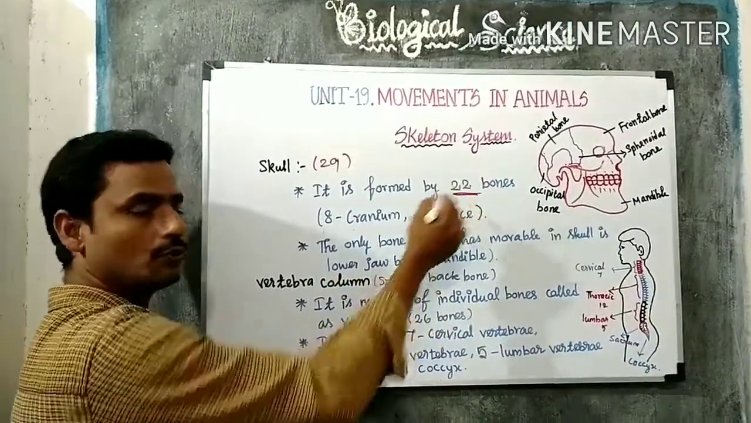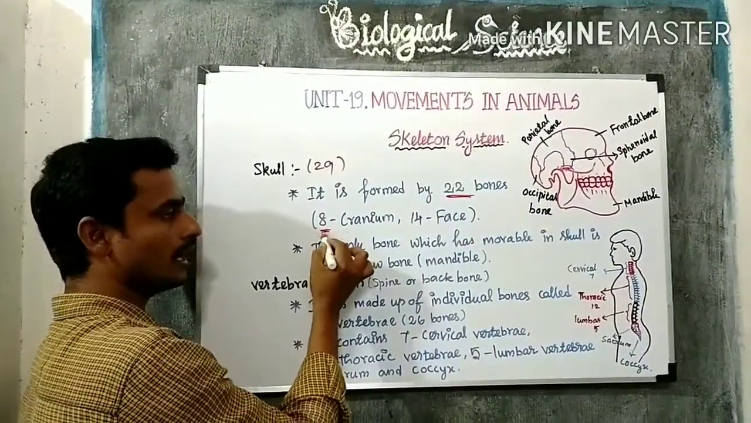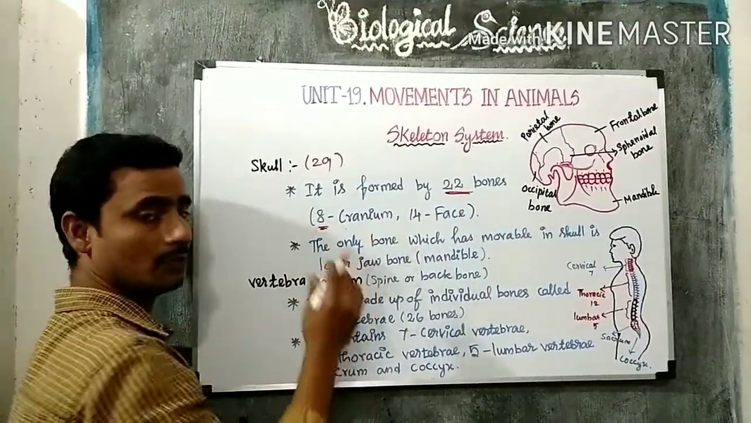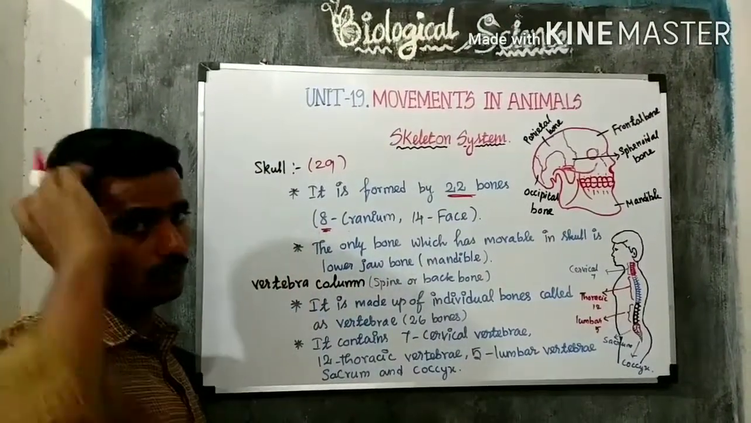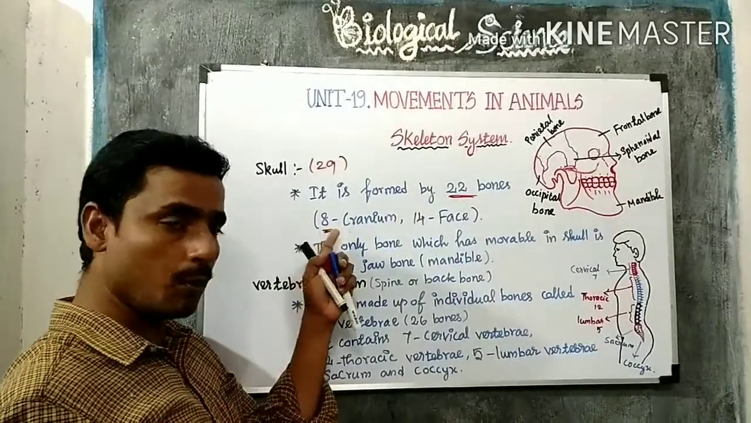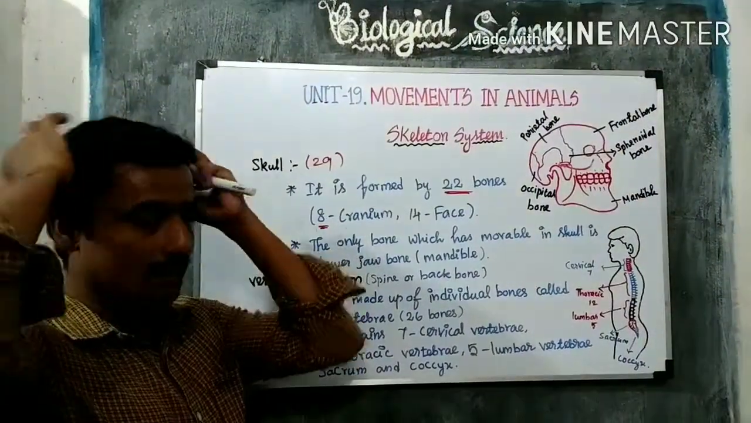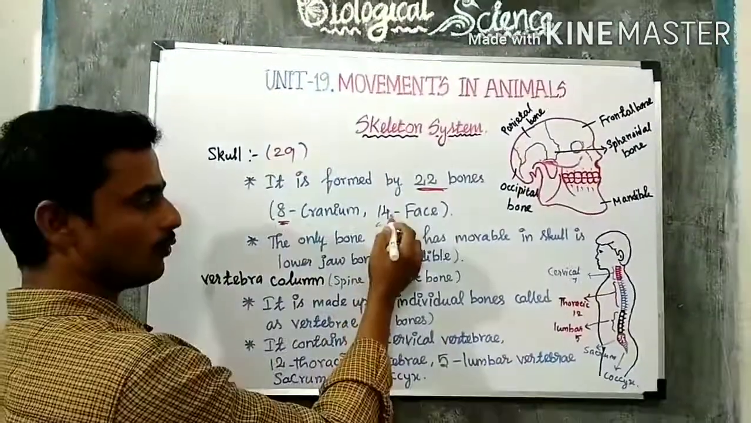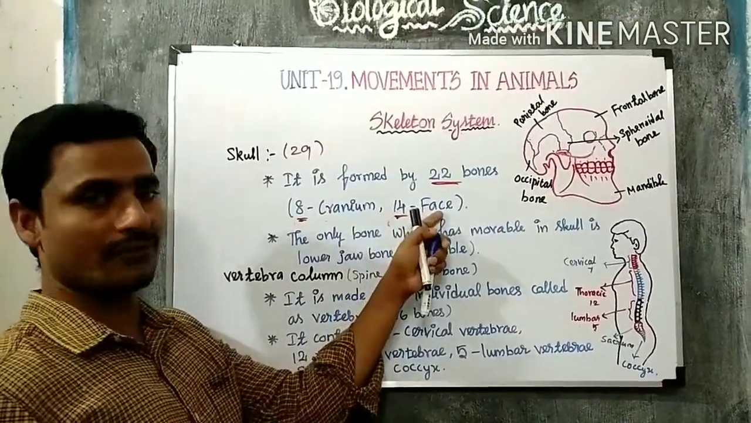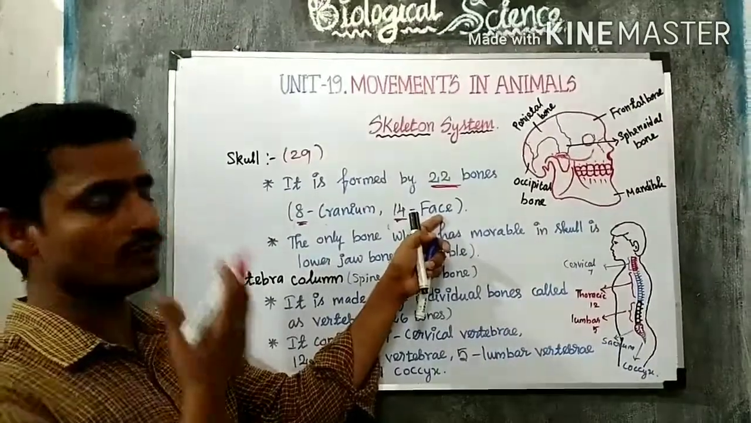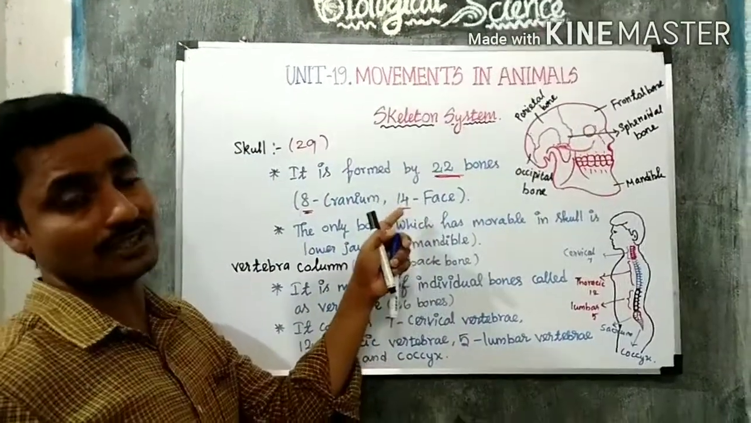Out of these 22 bones, 8 bones form the cranium. Those bones are called cranial bones. Then the 14 bones will form our face. They are called facial bones.